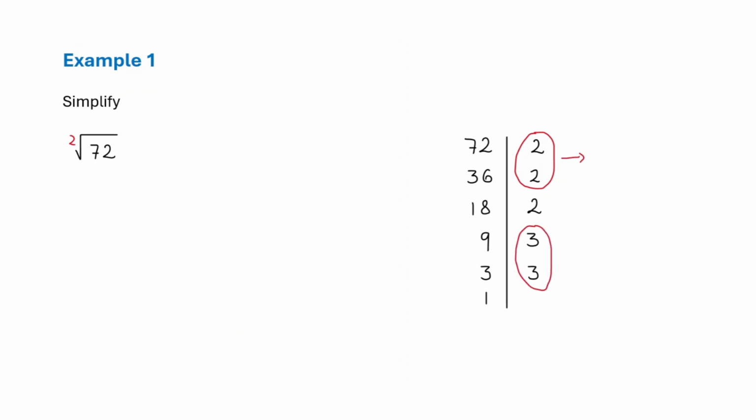Each complete group comes outside the radical. So this group becomes a single 2 outside the radical. This group becomes a single 3 outside the radical. The remaining 2 doesn't belong to a complete group, so it stays inside the radical. We can now rewrite the expression as 2 multiplied by 3 multiplied by the square root of 2. Now we multiply the numbers outside the radical. 2 multiplied by 3 is 6, so the square root of 72 simplifies to 6 root 2.